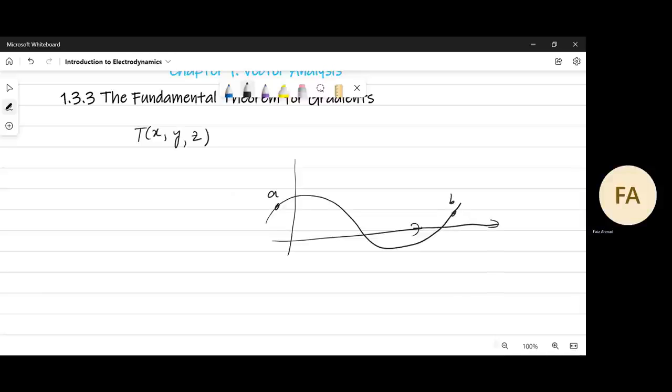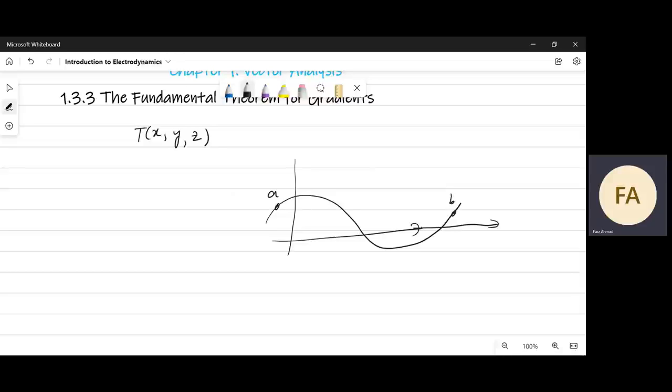And this is a distribution, say a temperature distribution, and we are moving from point A to point B through that temperature distribution T(x, y, z). We want to find the change in the temperature, or the change in the function T of x, y, and z along the way, through the whole section A to B.